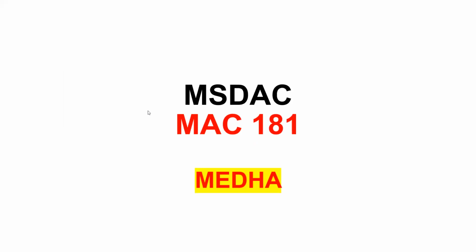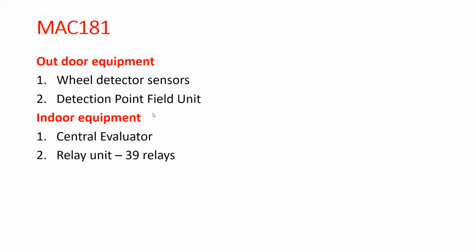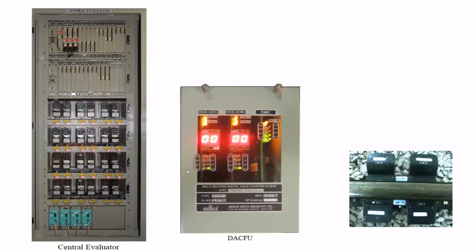The last one is of Mela. Yeah, it is also the same as other Indian models. There is a detection point at field unit, and then wheel detector sensors, and then center evaluator. It monitors 39 sections and with 40 relays, 40 inputs actually. The equipment looks like this.